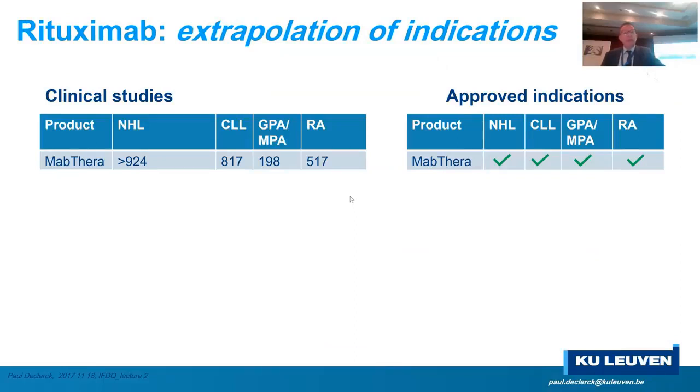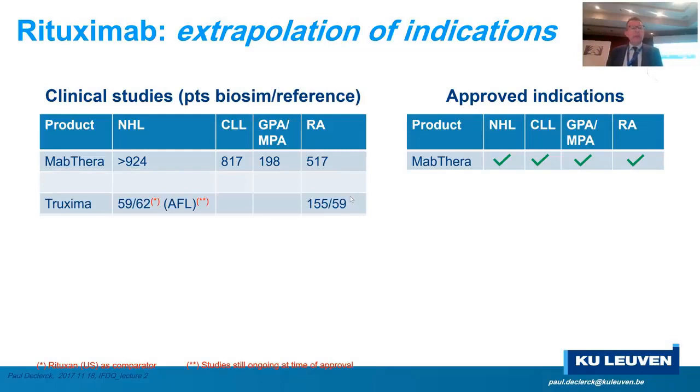For Rituximab, for instance, a very recent biosimilar that has been approved, you may know that it is being used in different types of cancer, here indicated as MabThera on the one hand, and it has approval in the different types of cancer and in rheumatoid arthritis. With respect to the first biosimilar for Rituximab that was approved, clinical studies were also only done in rheumatoid arthritis. They were granted approval for the different indications.